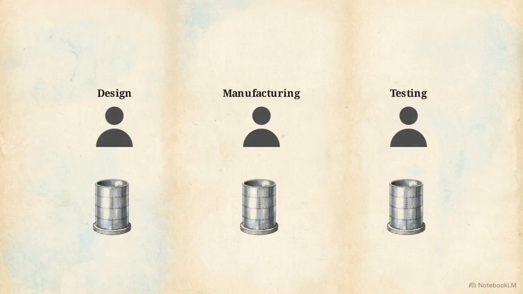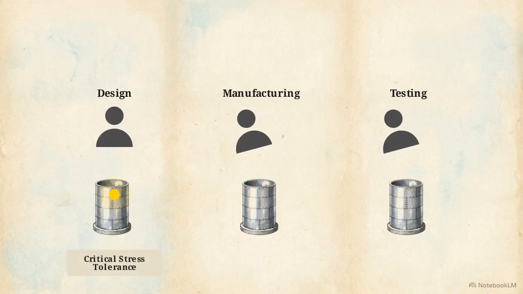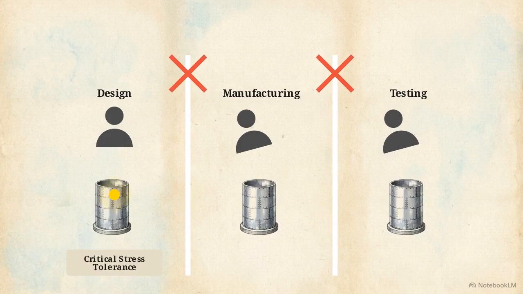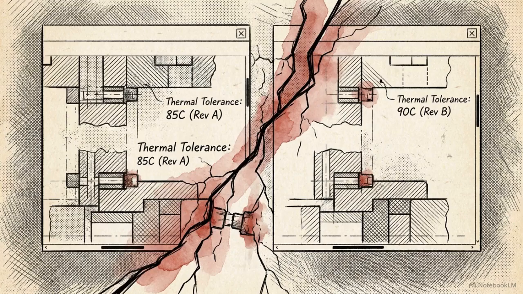This creates an immediate structural deficit. Vital engineering intelligence, like a critical stress tolerance, gets trapped in disconnected silos, hidden from the teams who need it most. Because these documents can't talk to each other, engineers are forced into redundant data entry. A design change in one file doesn't automatically propagate, leading to competing revisions across different departments.